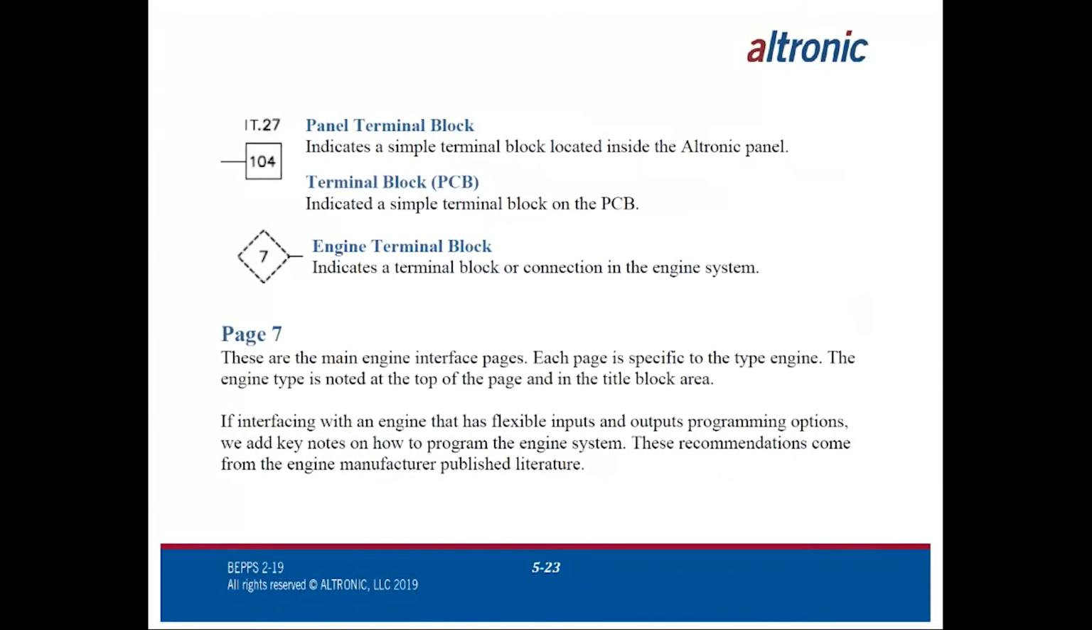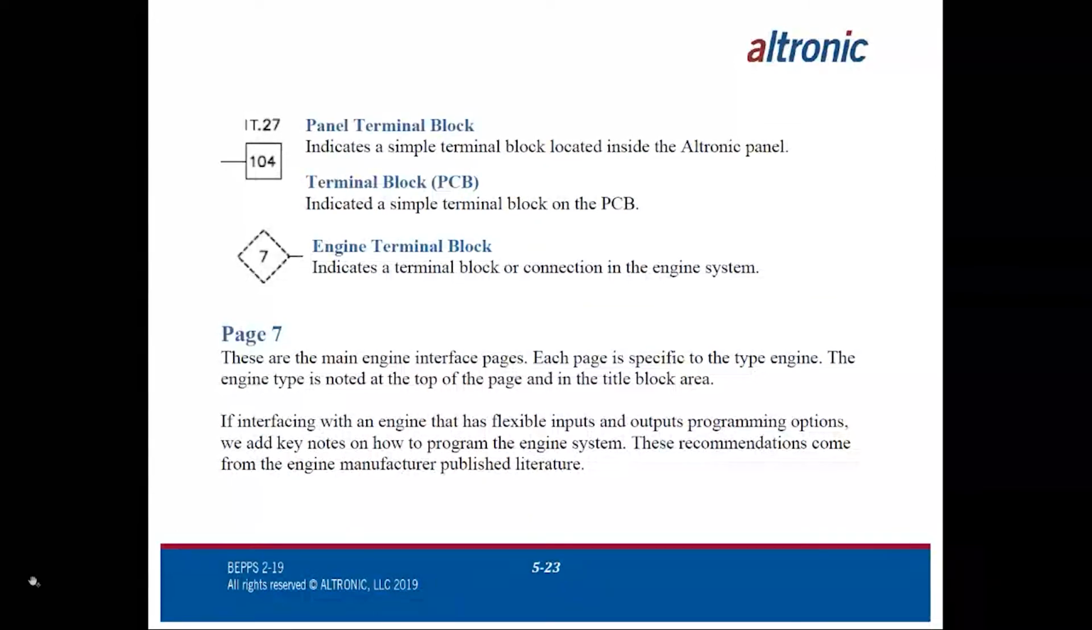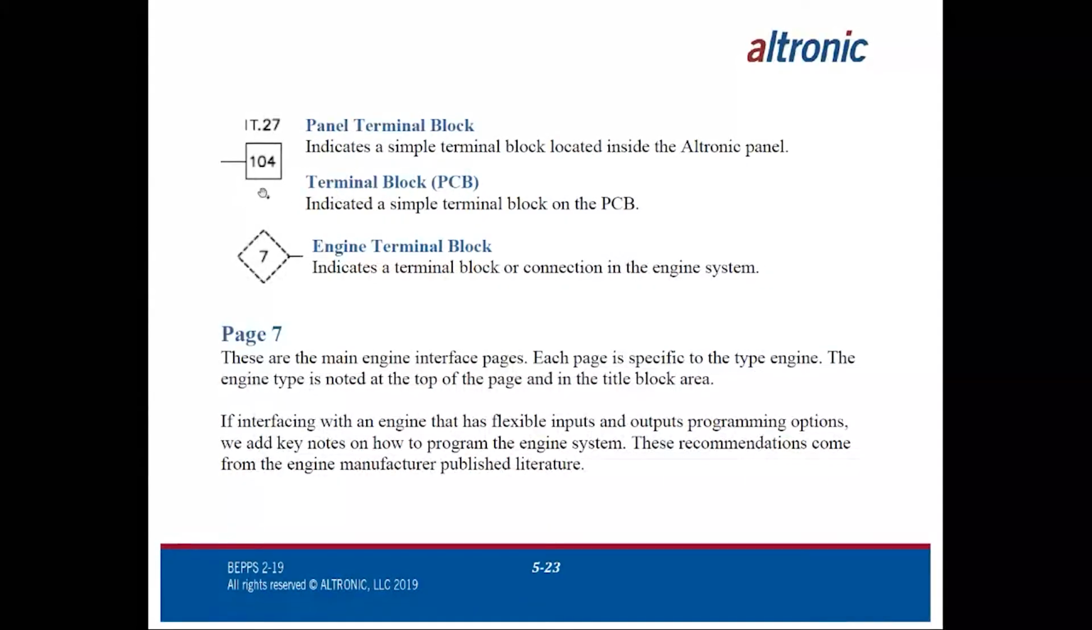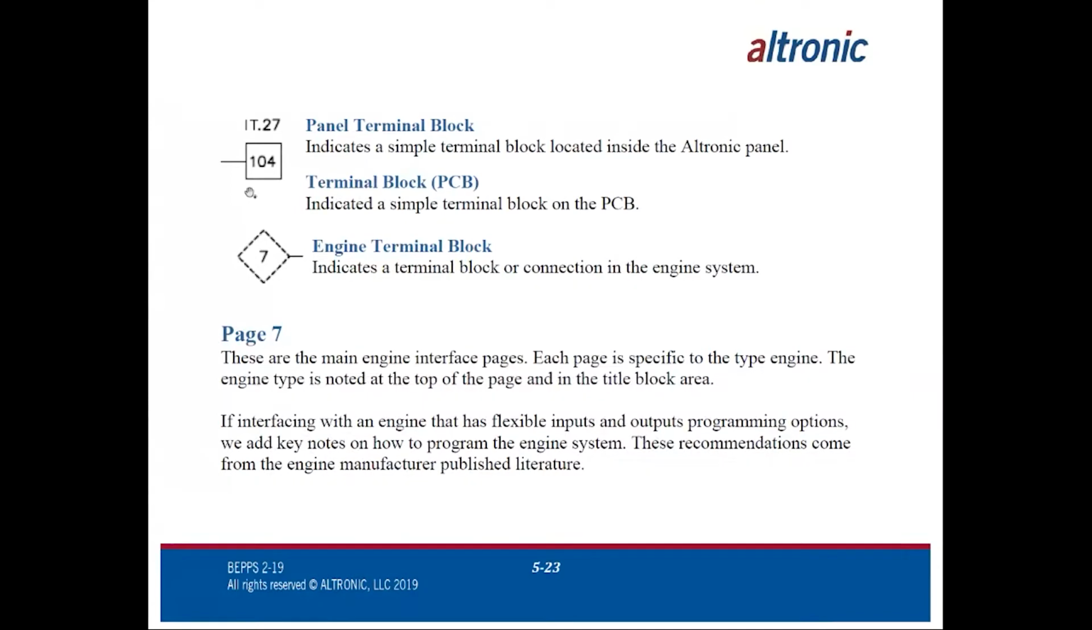Panel terminal blocks. A square block with a number in it indicates a simple terminal block located inside the electronic panel. Not shown, terminal block on that PCB. If we have a terminal block in the drawing, and you'll see it when I bring up the main drawing, it's going to also be a square, but it's going to have a very faint dotted ghost line around it, very similar to what you see here on this icon. So just be aware of that. It's also always indicated by item number.